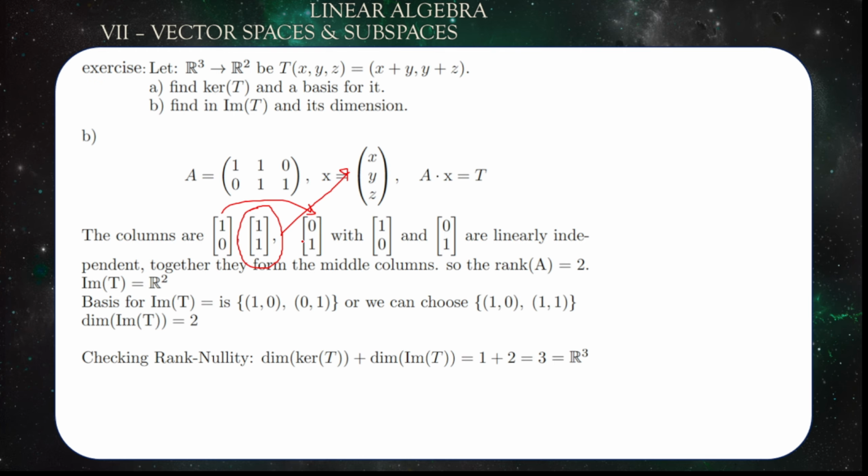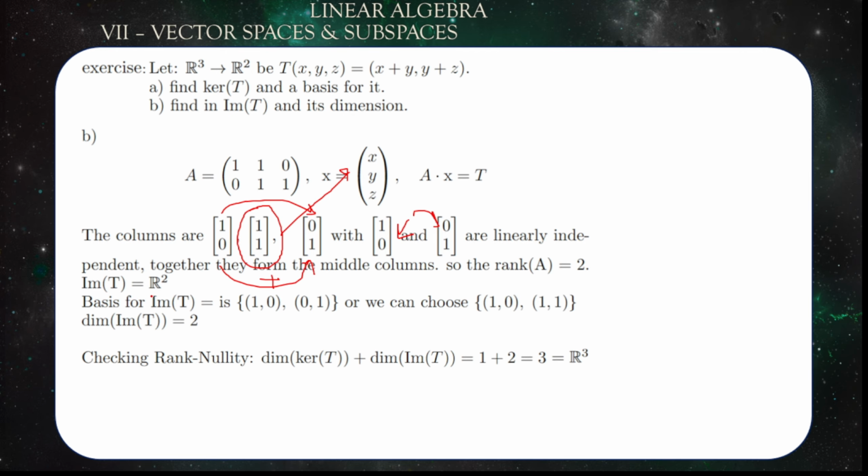Meanwhile, 1, 0 and 0, 1 are the generators. They are linearly independent, meaning that you cannot get one vector from the other. You cannot get this vector from this vector or vice versa. Meanwhile, the 1, 1 column, you can get it by combining the first column and the third column by adding them up. So together they form the middle column. So the rank of A is 2, which is the number of independent vectors, namely 1, 0 and 0, 1.